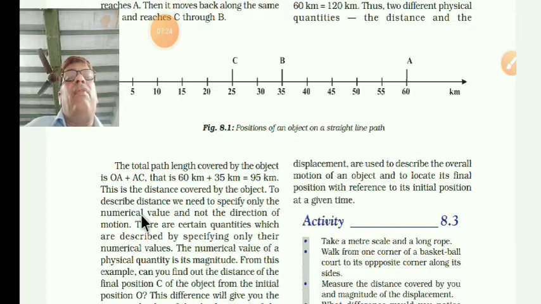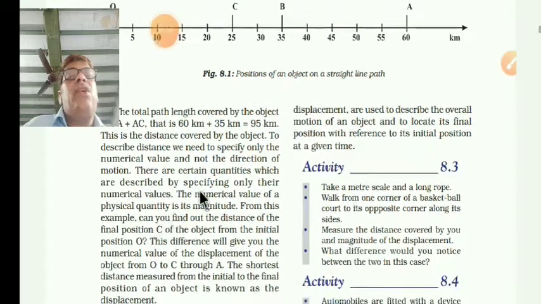Only the value, numerical means numerals, and not the direction. So there are certain quantities which are described by only their numerical values. The numerical value of a physical quantity is its magnitude. From this example, can you find out the distance of the final position C of the object from the initial position O? This difference will give you the numerical value of the displacement.